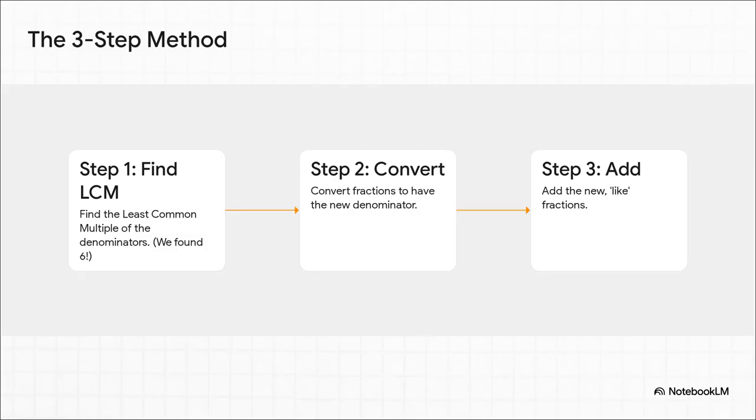So this gives us a simple 3-step method we can always follow. Step 1, find the LCM. Check, we know it's 6. Step 2, convert our original fractions so they use this new denominator. And finally, step 3, add them up. Let's do step 2 right now.